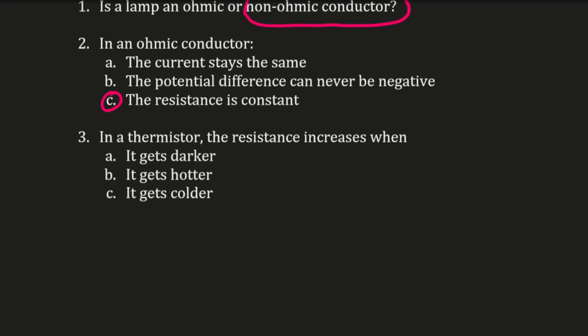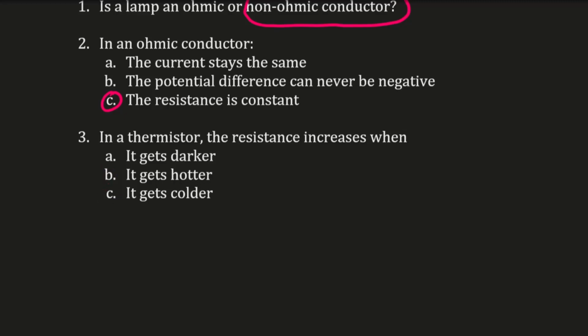And question number 3, in a thermistor, the resistance increases when A, it gets darker, B, it gets hotter, or C, it gets colder. So a thermistor is linked to temperature, and if you remember, the resistance of the thermistor and the temperature have a negative relationship or a negative correlation. And so essentially whenever it gets colder, the resistance of the thermistor would actually increase, and therefore when the temperature increases and it gets hotter is when the resistance of the thermistor decreases. So it is actually C over here.